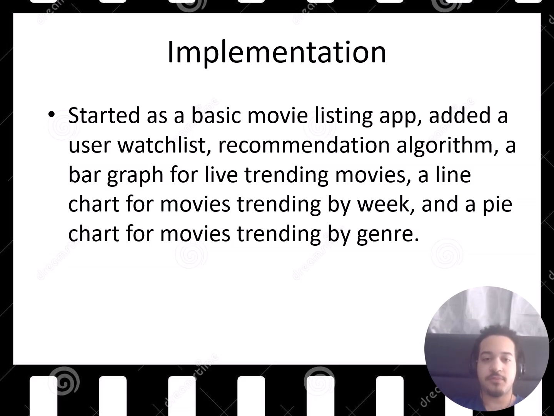So yeah, I had a backend script that automatically collected trending data. It gave me some issues, which I will talk about a little later. But that increased the depth and usability of the application. So basically, as you saw previously, we have the bar graph for live trending movies, a line chart for movies trending by week, and a pie chart for movies trending by genre.